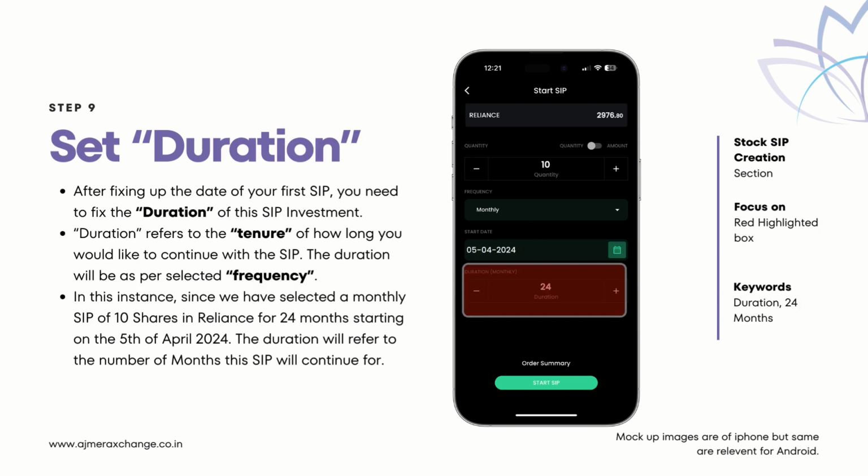Step 9. Set duration. After fixing up the date of your first SIP, you need to fix the duration of this SIP investment. Duration refers to the tenure of how long you would like to continue with the SIP. The duration will be as per selected frequency. In this instance, since we have selected a monthly SIP of 10 shares in Reliance for 24 months starting on the 5th of April 2024, the duration will refer to the number of months this SIP will continue for.